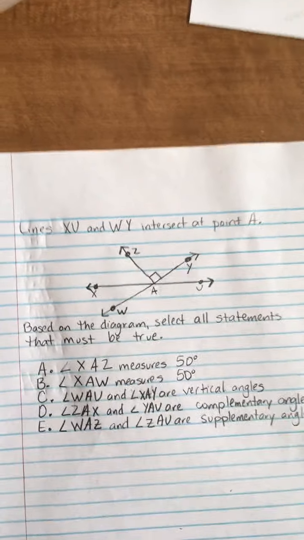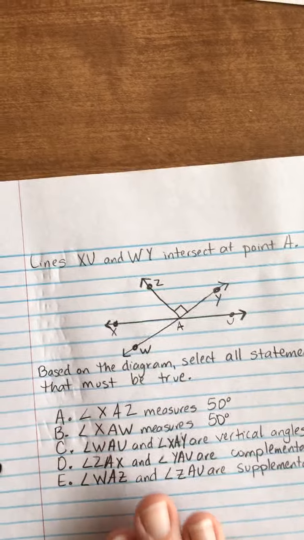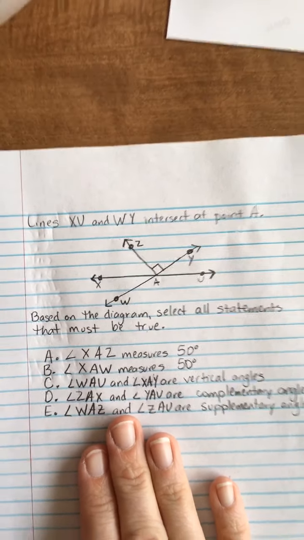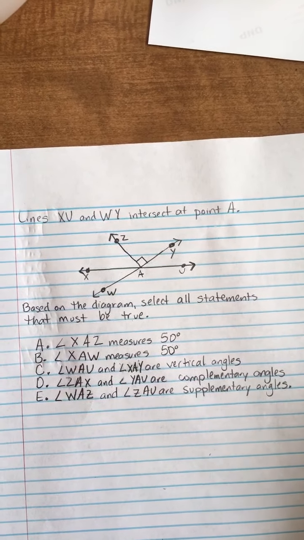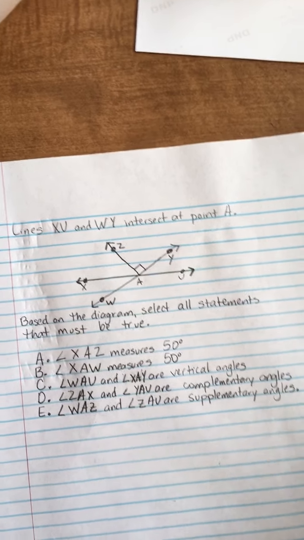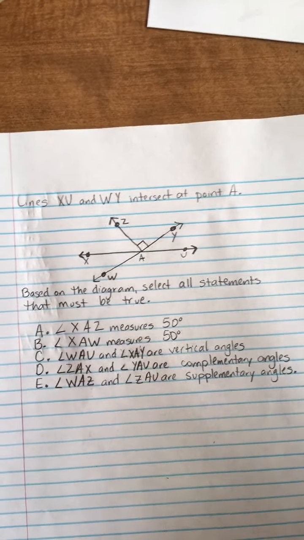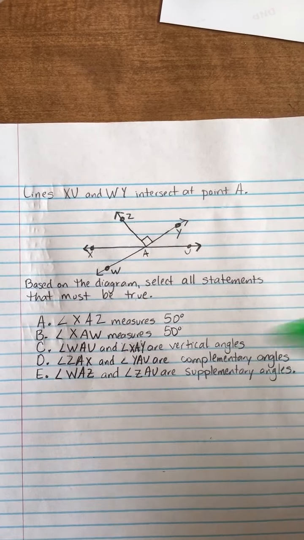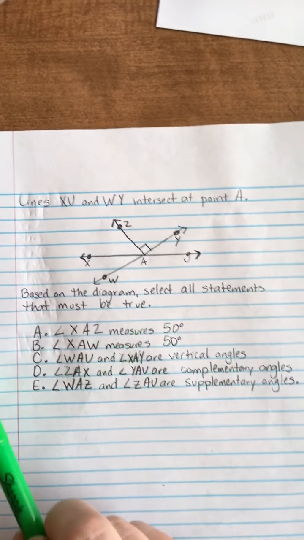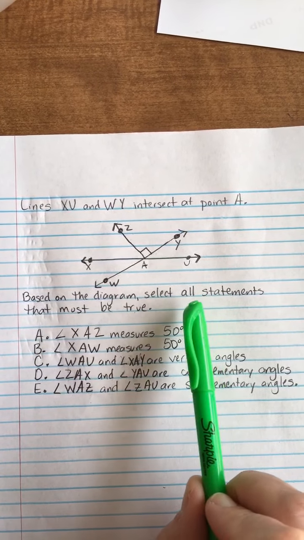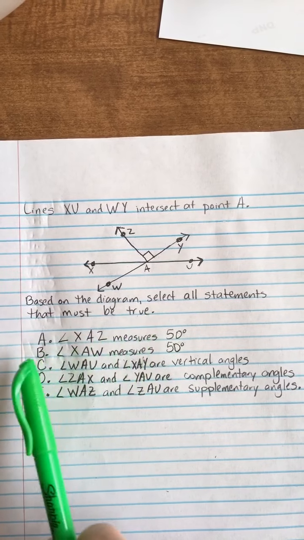All right, so we see that for today's question, we have lines XU and WY intersecting at point A. And here's the diagram. Based on the diagram, select all statements that must be true.